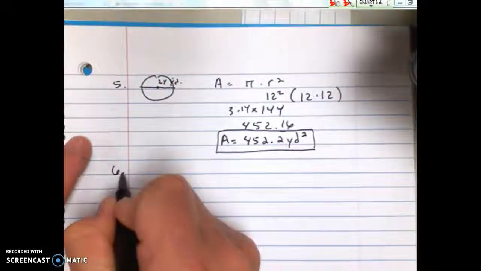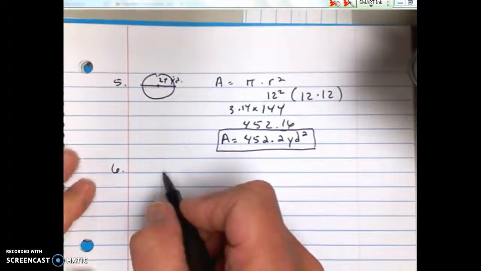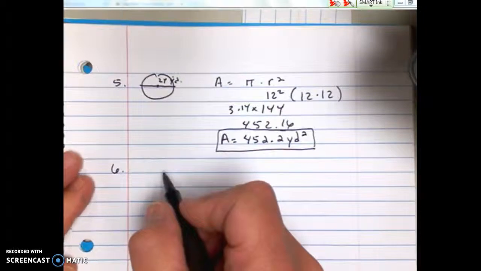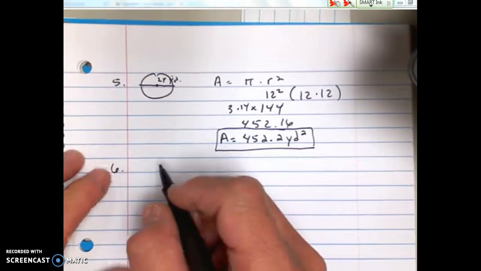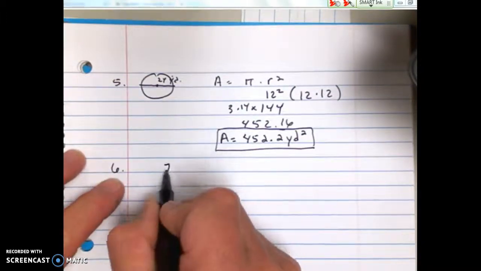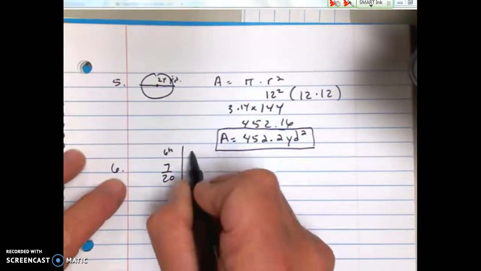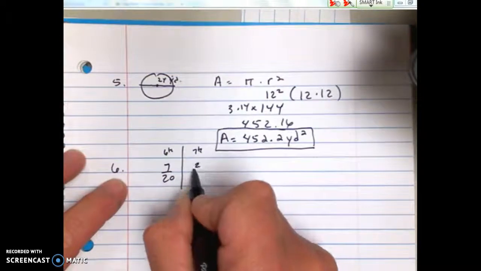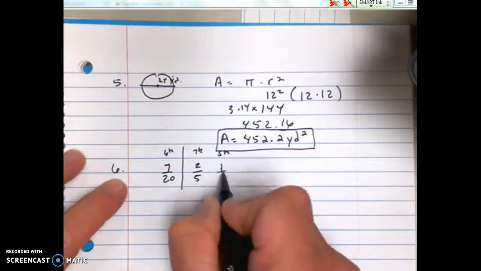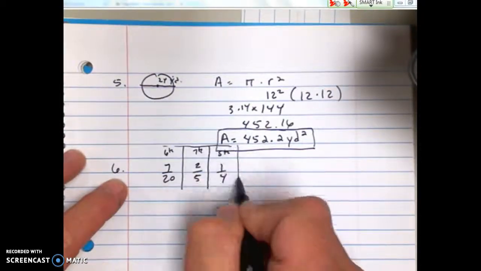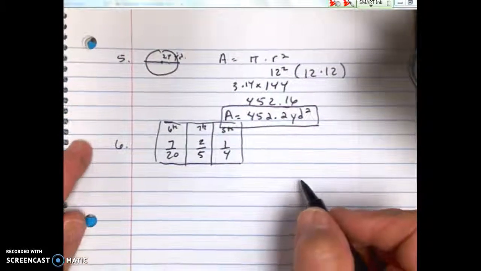Now number 6 has kind of multiple parts to it. We have a school orchestra, and we want to make a circle graph to represent the data in the table. So we have the data, and the number of students we have: 7/20 are 6th graders, our 7th graders are 2/5, and our 8th graders are 1/4 of our orchestra. And we want to make a pie graph to illustrate that data. And we've done pie graphs before.